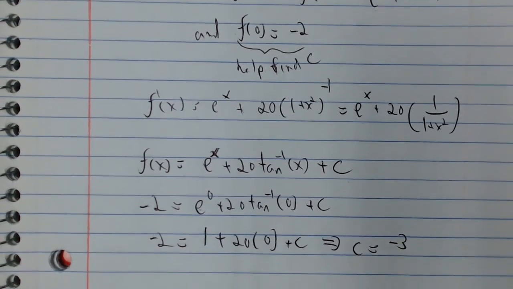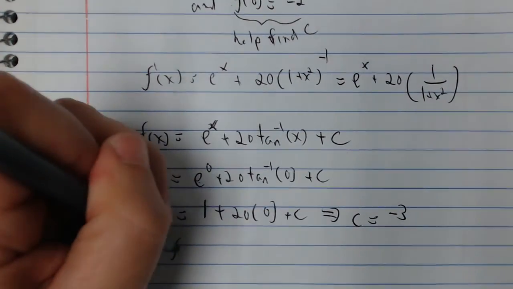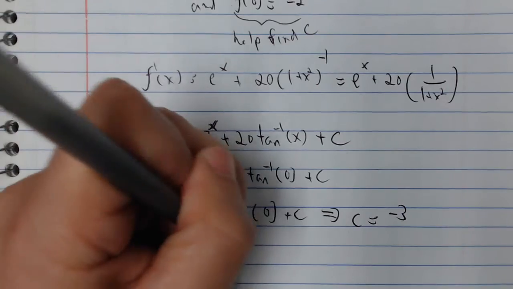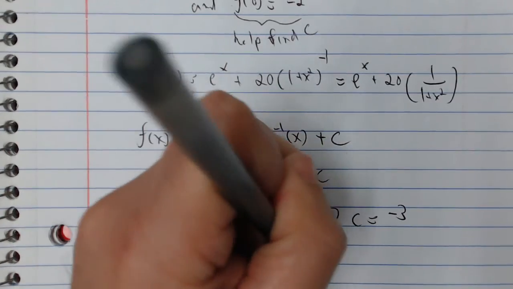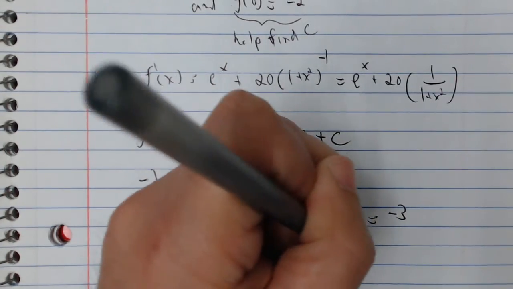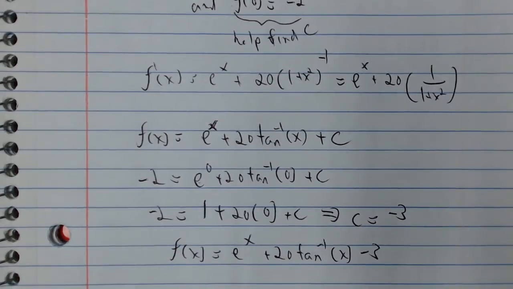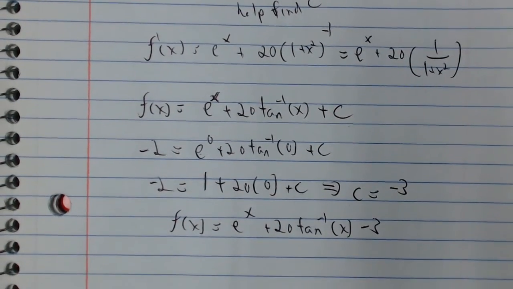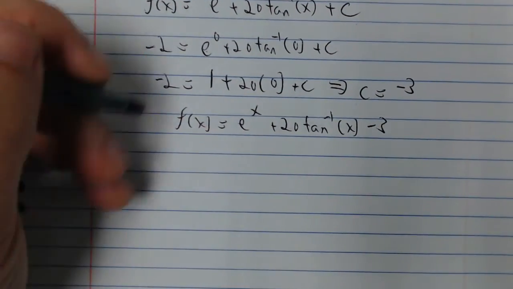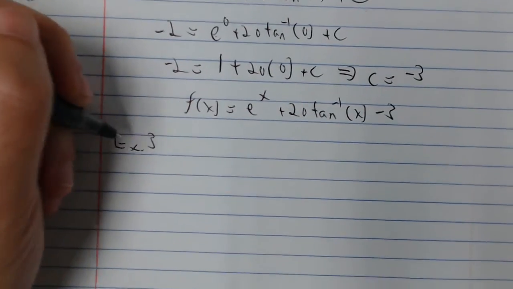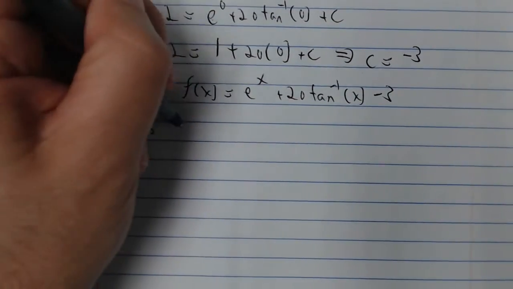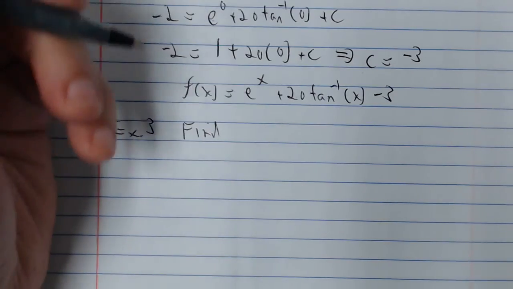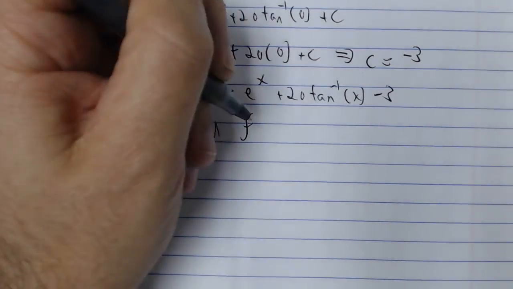So then my final answer is f of x equals e to the x plus 20 tangent inverse of x minus 3. Okay, and there you have it. So the last example I want to do is another one. And I think this one you should have more confidence in yourself, so you should be able to do this on your own.